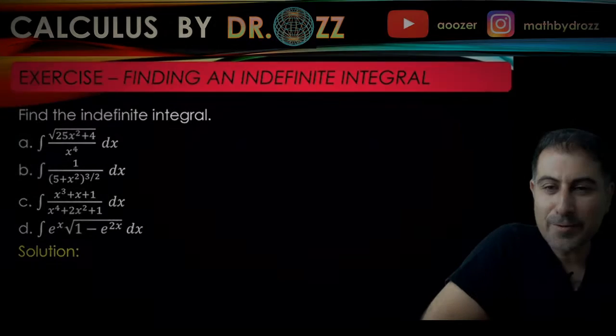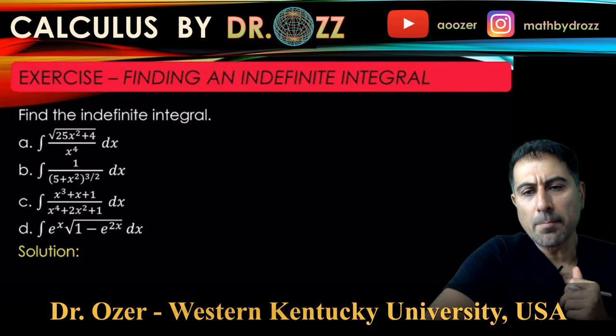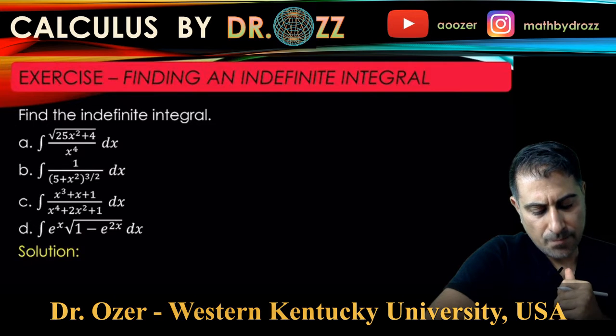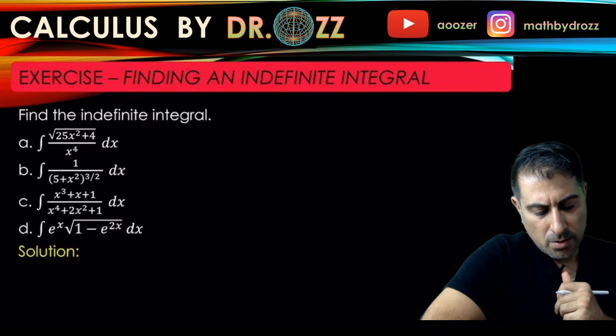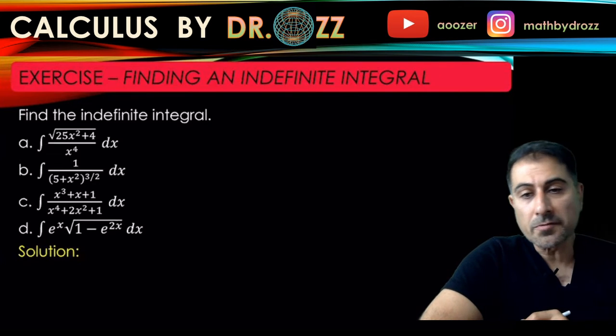All right, let's look at the last exercise here. So you have e to the x times the radical of 1 minus e to the 2x. Again, remember that we're trying to catch some squares or different squares.